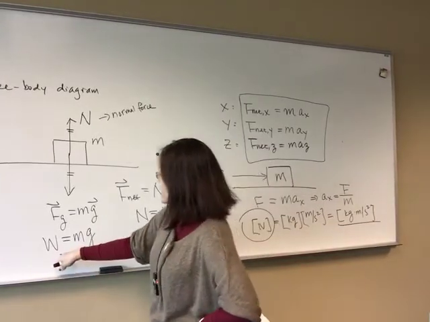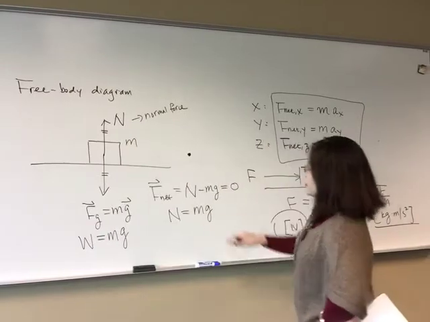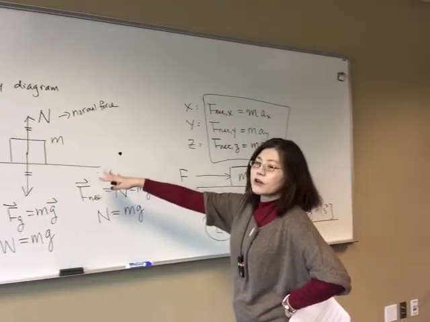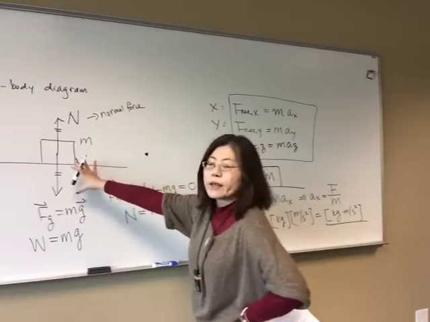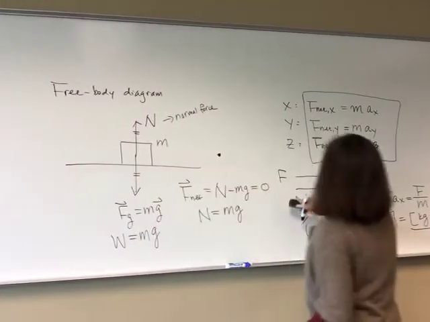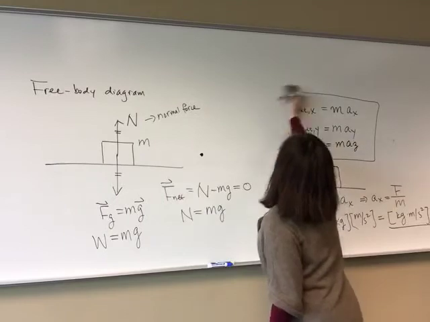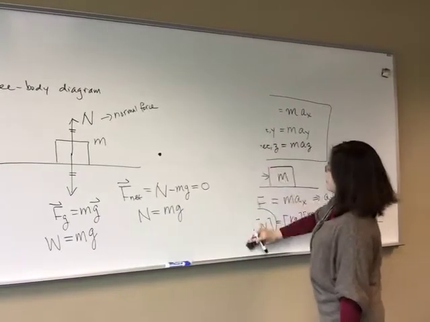So W, the weight of the object, is mg. You can see that your normal force in this particular case is equal to mg. Okay, it's equal to its own weight. All right, so this is a simple case.